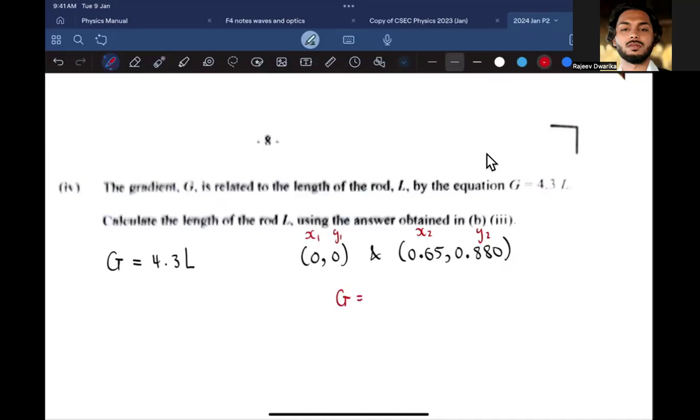So G would be equal to, what's the formula for gradient? The maths exam was here already. I had to know this. What was the formula for gradient? y2 minus y1 over x2 minus x1. Right.